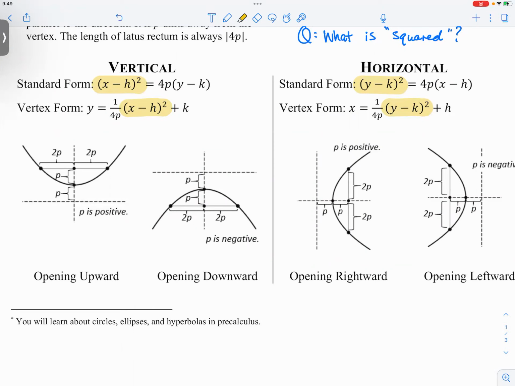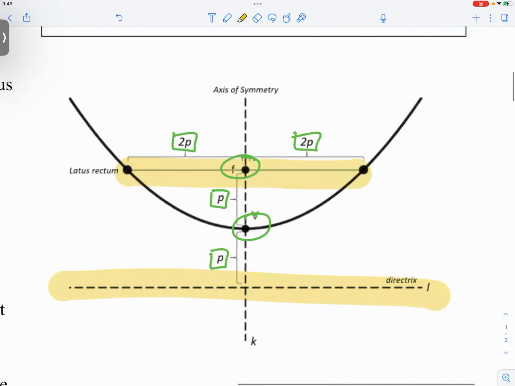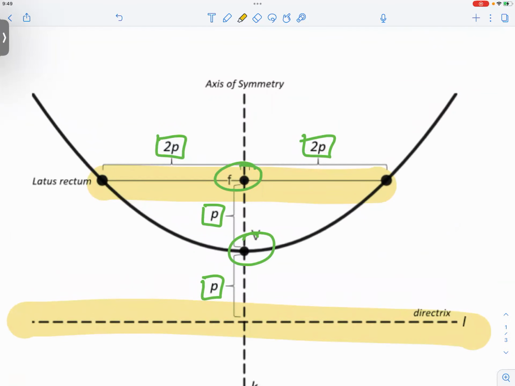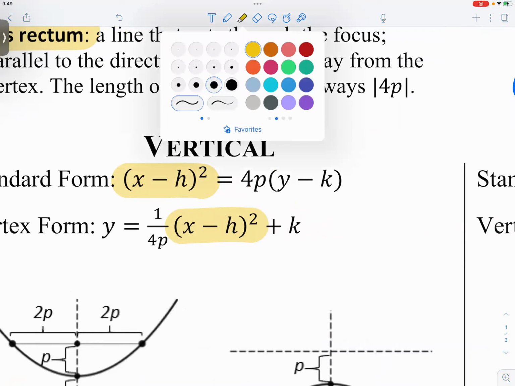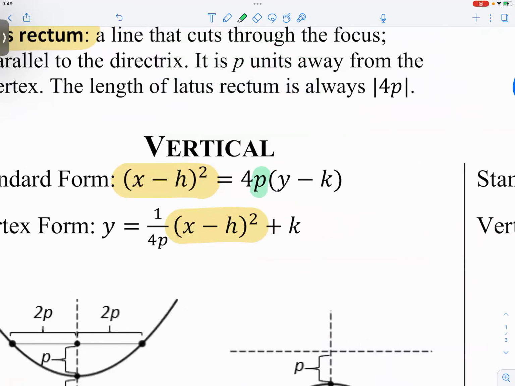Okay, but now, again, if you took the mental picture right here, the question was, what the heck is p? So this is where you find the p-value, okay? The p-value is here, okay? Now, how does it relate to what we did earlier? Well, if you remember, this is the vertex form, right? So y is equal to a times x minus h squared plus k. So the whole a value, it's now 1/4p, okay?